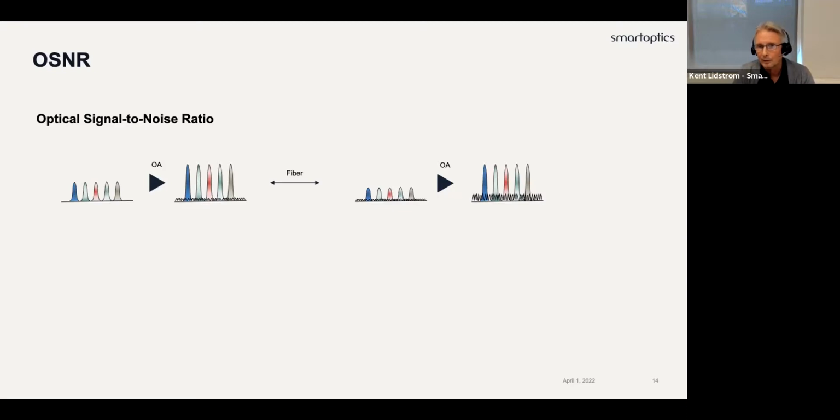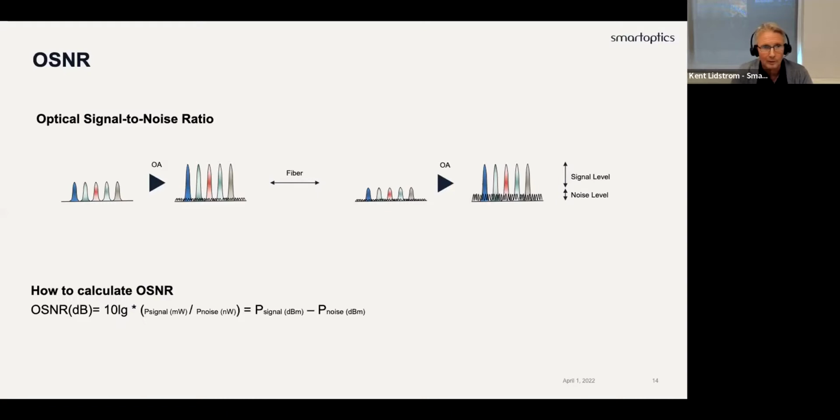And if you run that again, OSNR is the ratio between the signal power level and the noise level. And if you run it one more time, you calculate it. It's a logarithmic scale, but basically, if you do it in dBm, you take the signal power level minus the noise power level.